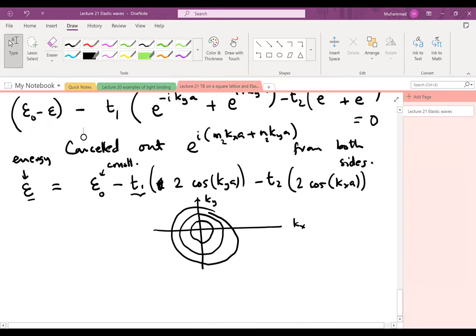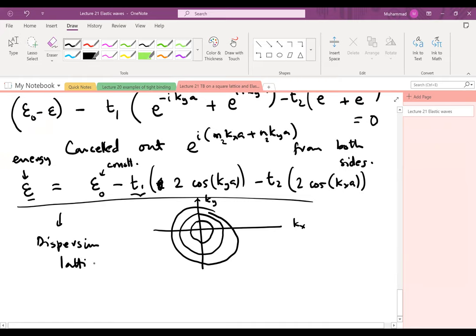So please note down this dispersion relationship for a square lattice in the tight binding approximation. So now I go to Mathematica. So let me change my screen sharing protocol.